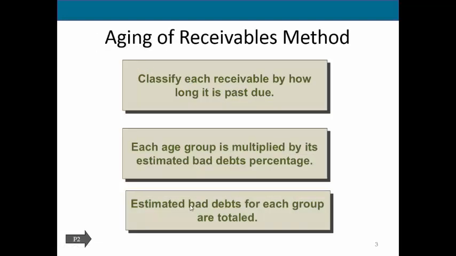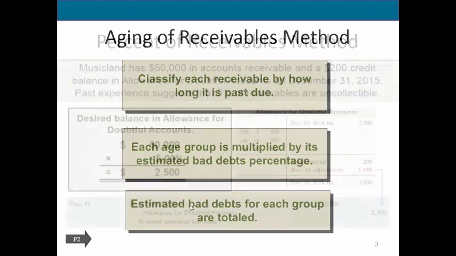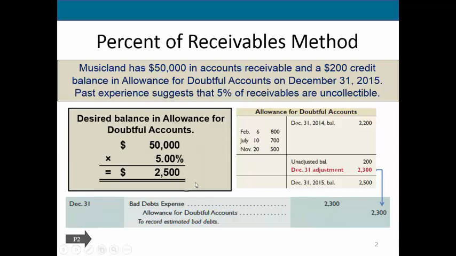Now we're going to look at the aging of receivables. This method is the same premise of what we were doing before, meaning first we calculate what we should have, we compare that to what we already have, and we make an adjustment. But instead of just using one specific percentage, we're going to end up coming up with different buckets based on the age of our receivables, and then we're going to apply different percentages to those buckets.